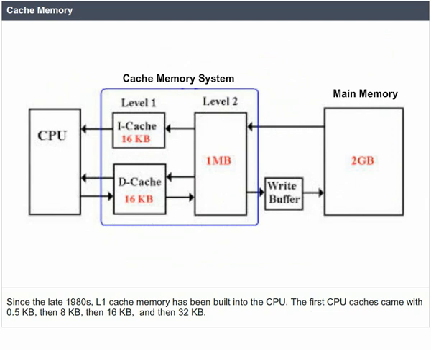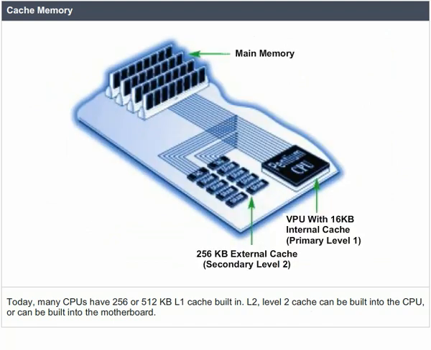Since the late 1980s, L1 cache memory has been built into the CPU. The first CPU caches came with 0.5 KB, then 8 KB, then 16 KB, and then 32 KB. Today, many CPUs have 256 or 512 KB of L1 cache built in.